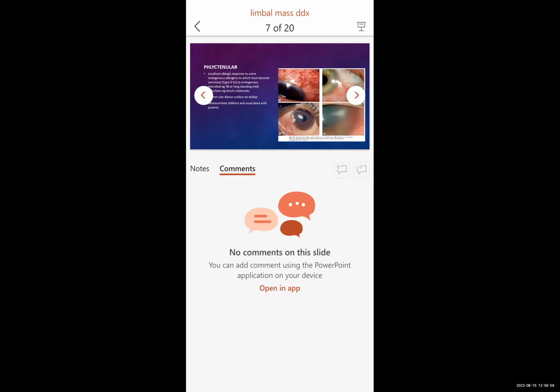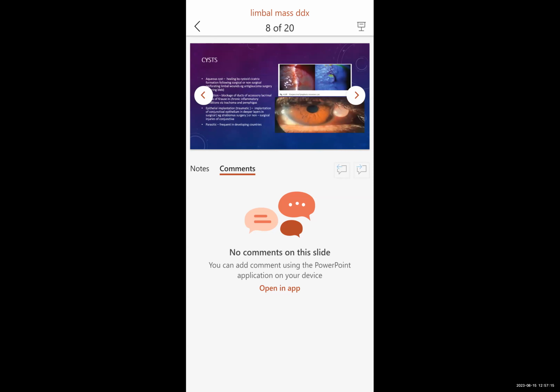Phlyctenular is a localized allergic response to endogenous allergens, example tuberculosis and staphylococci. It's a type 4 hypersensitivity-mediated response. It's seen in malnourished and poverty-stricken areas.